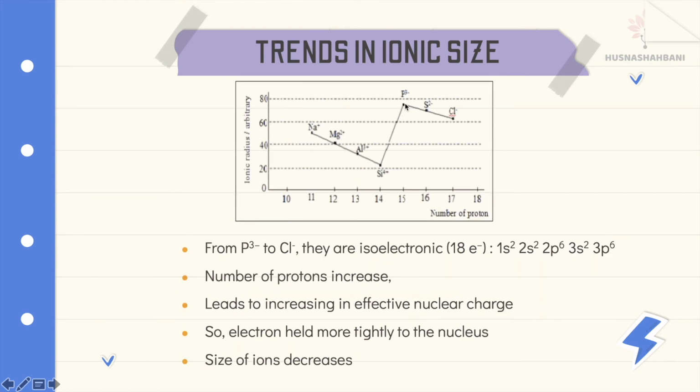And then when you look from P3- to Cl-, they all have the same number of electrons, but they have a different number of protons. From left to right, from P3- to Cl-, the number of protons increases. So when the number of protons increases, effective nuclear charge increases, meaning a more and more positive nucleus. So it can attract the electrons more strongly. Electrons are held more tightly to the nucleus, and the size of the ion decreases.